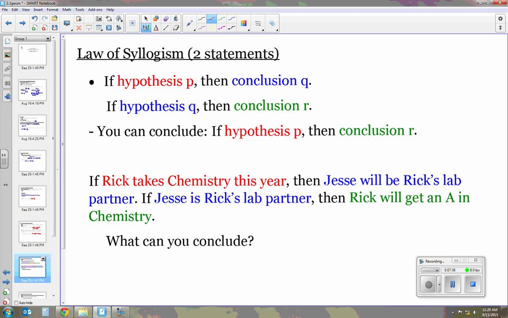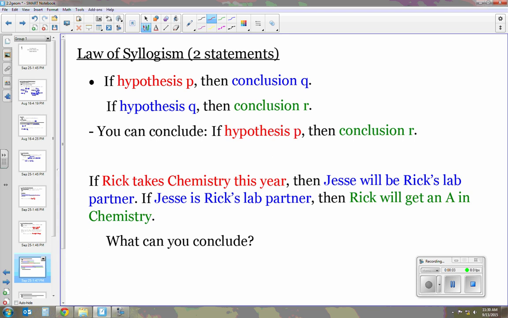So if we have both the same statement, it links those two statements together. We can omit those two that are the same, and we can conclude using the hypothesis from the first statement and the conclusion from the second statement. So I'm going to show you what this looks like with actual words. If Rick takes chemistry this year, then Jesse will be Rick's lab partner. If Jesse is Rick's lab partner, then Rick will get an A in chemistry.